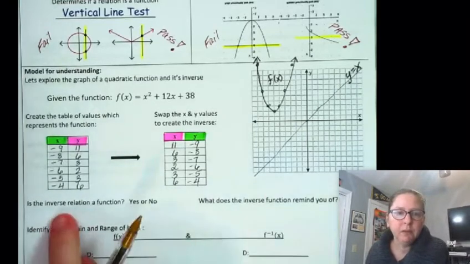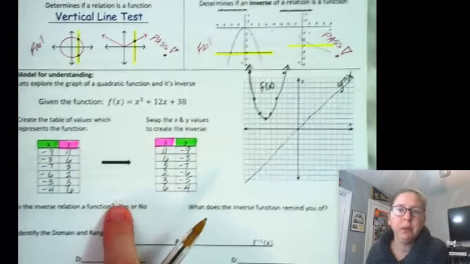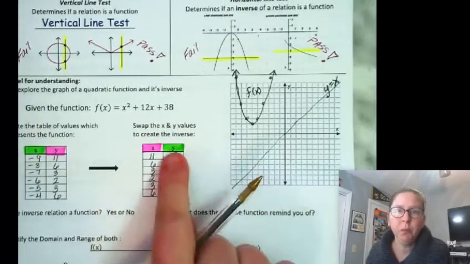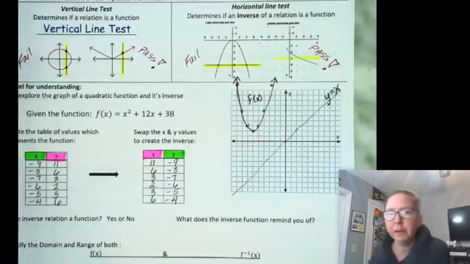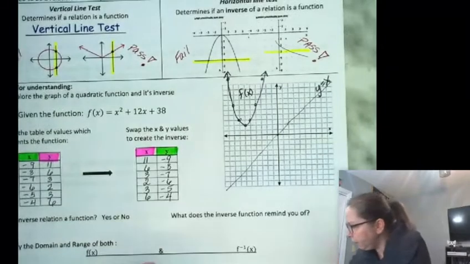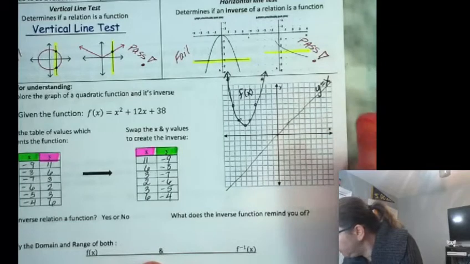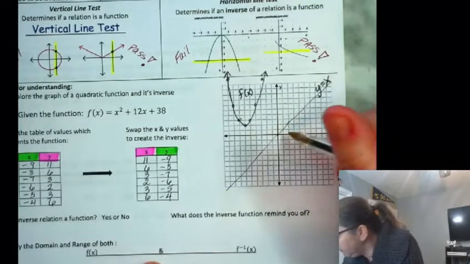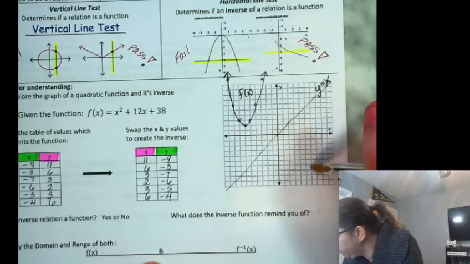My next question is, is the inverse relation a function, yes or no? Here's what we're going to need to do. We're going to need to plot these points and do the horizontal line test to determine that. So let's go ahead and do that. X is 11, y is negative 9 over here. X is 6: 1, 2, 3, 4, 5, 6, and then down 8. Right there it is.